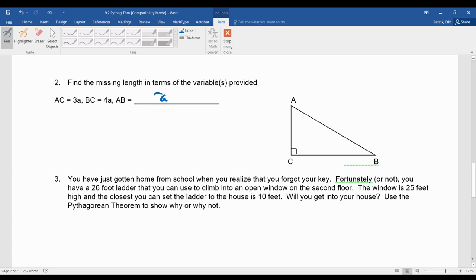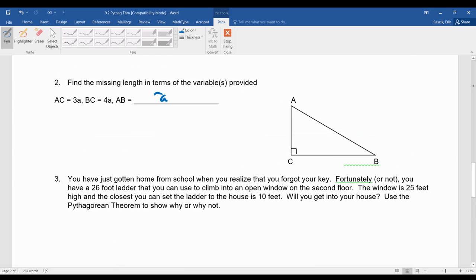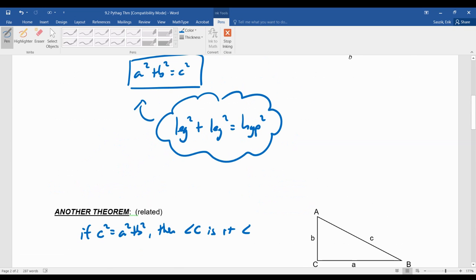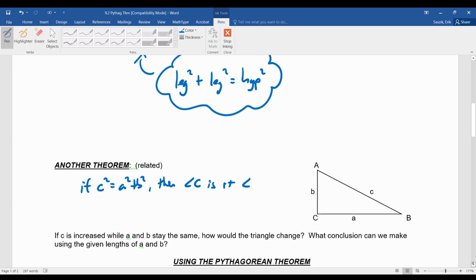I'm not going to do the ladder problem. You can do it yourself and check your answers later. Oh, something I forgot to mention. I guess I should do that. Let's go back to the front. So here, if c squared equals, then you have a right angle. What I forgot to mention was this part down here.